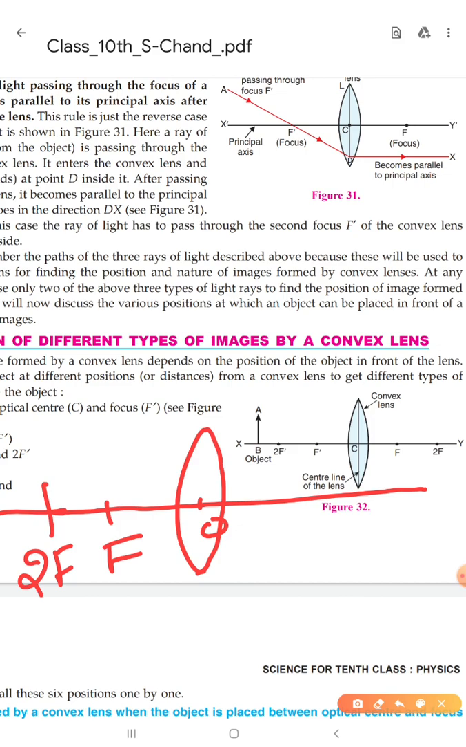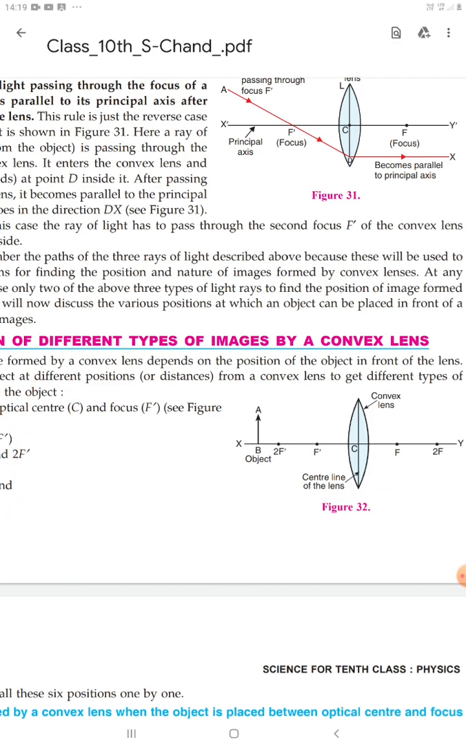So at first we do when an object is between O and F, meaning between the optical center and focus. Then in the second case, when an object is at focus. Then when an object is between f and 2f. Then in another case, when the object is at 2f. After that, beyond 2f, and then infinity. So these are the cases, just like mirrors.